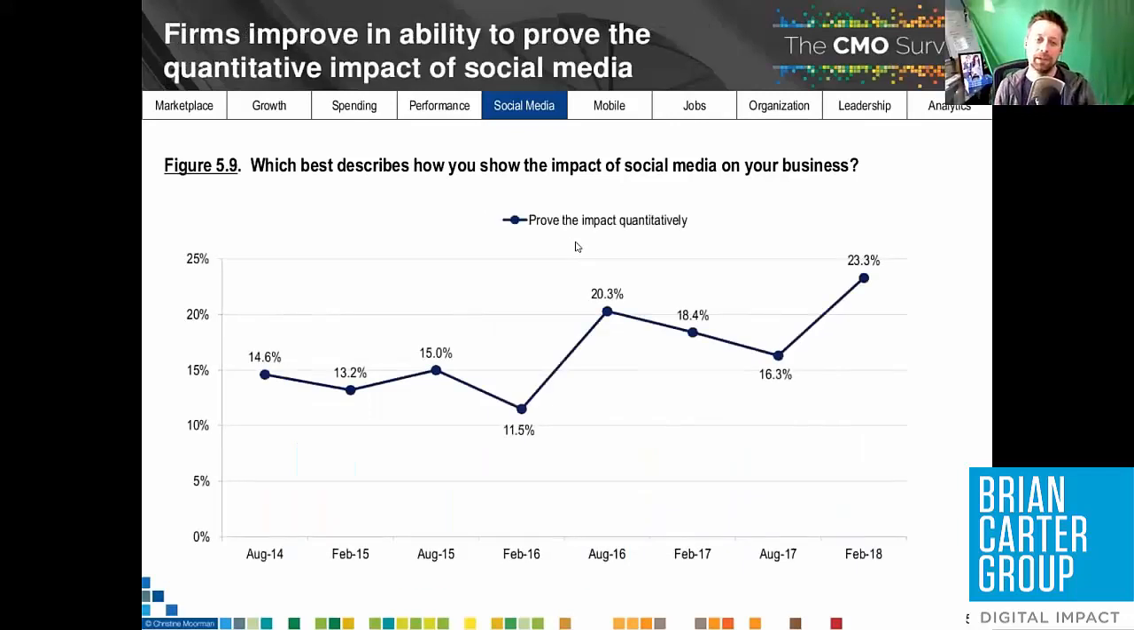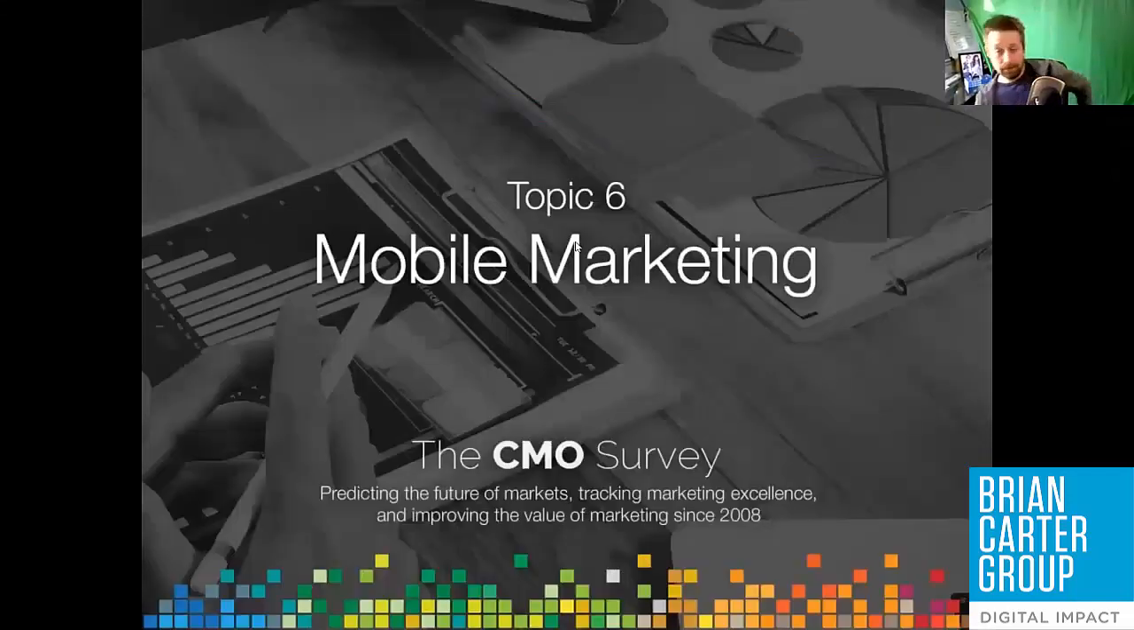Firms improve an ability to prove the quantitative impact of social media. Okay. So that's the same chart as before, but they just turned the quantitative part into a line graph. There you go. That's really exciting. That is. But like we said, it's been a few steps forward, a few steps back. And there's probably multiple things playing into that. But okay, that was social media. It was clearly very inspiring.